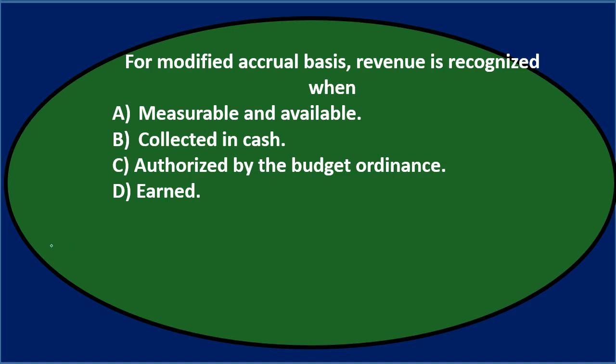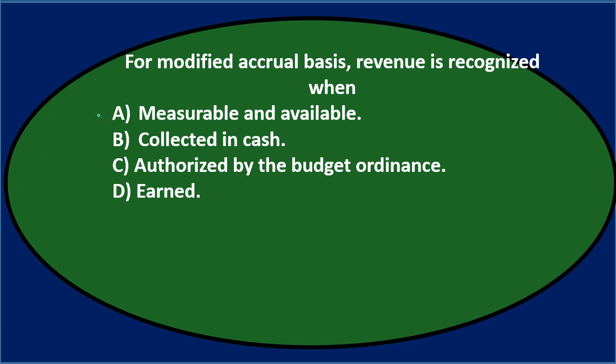Next question. For modified accrual basis, revenue is recognized when either A, measurable and available, B, collected in cash, C, authorized by the budget ordinance, or D, earned. Let's go through this again using the process of elimination. For the modified accrual basis, revenue is recognized when measurable and available. That sounds like a term that seems familiar.